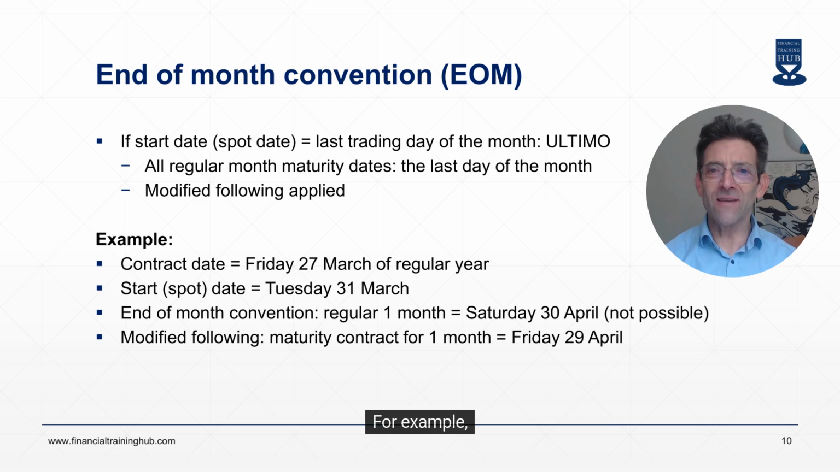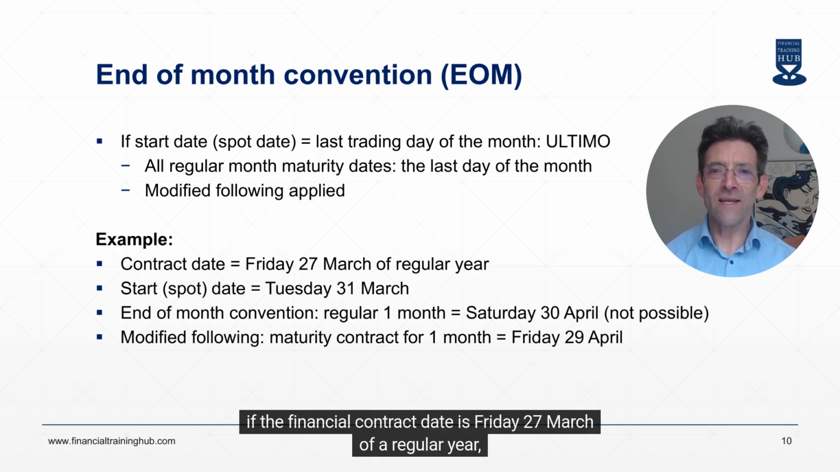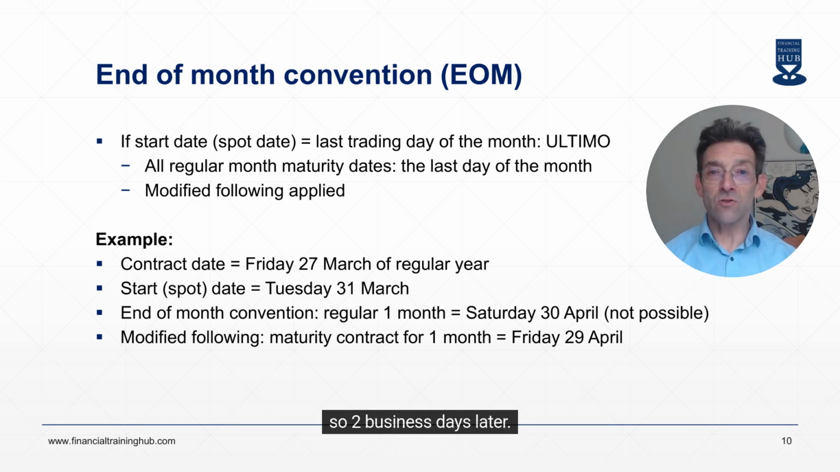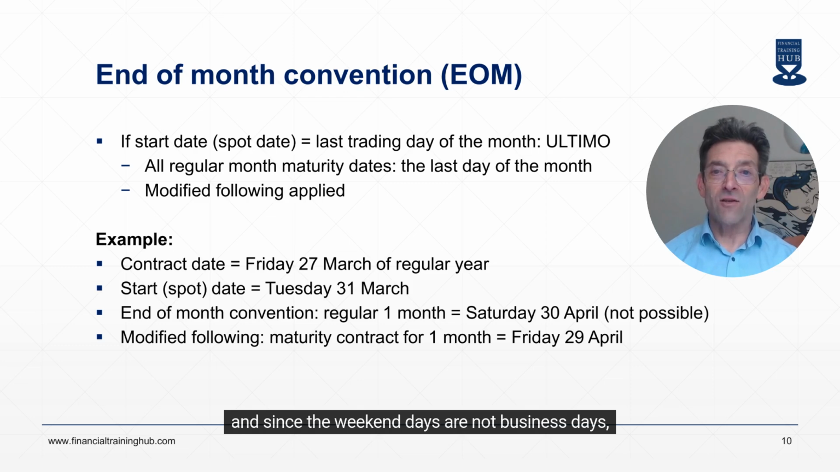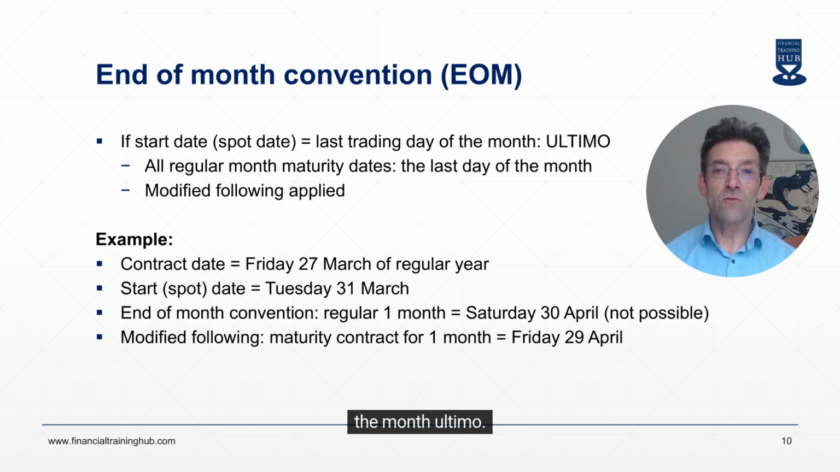For example, if the financial contract date is Friday the 27th of March of a regular year, normally the start date of this contract will be the spot date, so 2 business days later. Assuming that there are no holidays, and since the weekend days are not business days, the starting date of the contract is Tuesday, the 31st of March, the month ultimo. Since the start date is the month ultimo, the end of month convention applies.